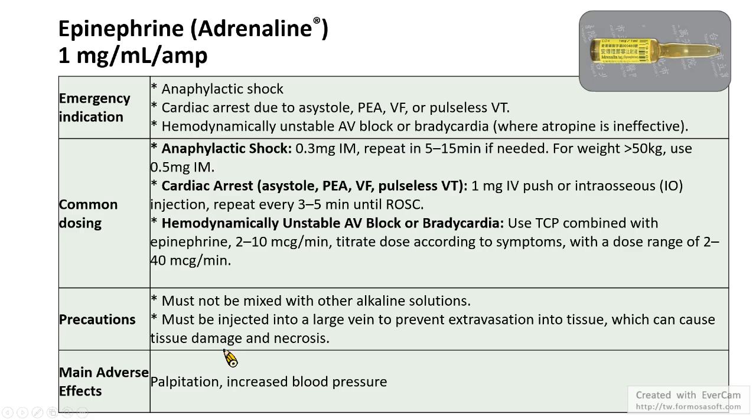Do remember, as precautions, that epinephrine cannot be mixed with other alkaline solutions, such as furosemide, and it needs to be injected into a larger vein to prevent extravasation into the tissues, just like norepinephrine. The side effects include beta-1 effects causing tachycardia, tachyarrhythmia, and palpitations.